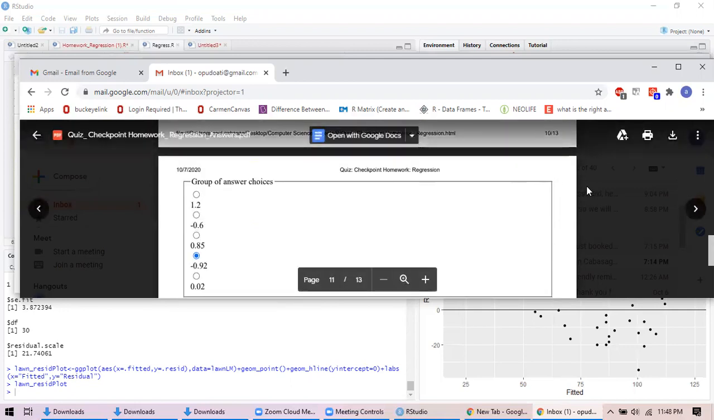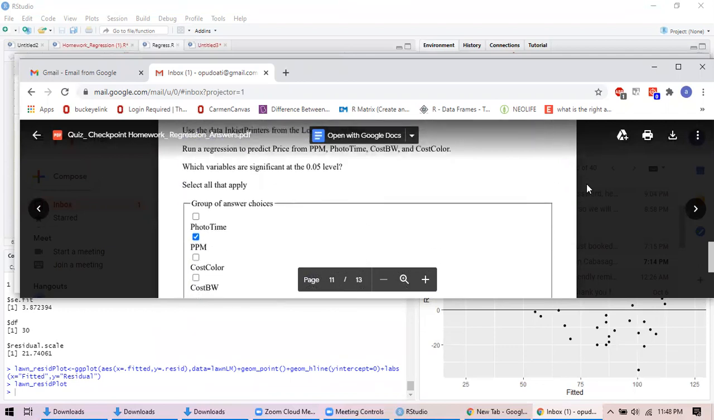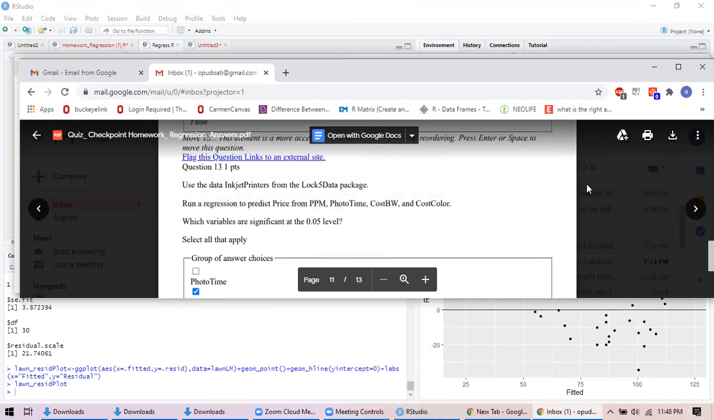Let's move on to the next one. This one is asking me to use the data in inkjet printers from the log5 data package. Run a regression to predict price from ppm, follow time, cost BW, and cost color. Which variables are significant at the 0.05 level? This one has lost me.